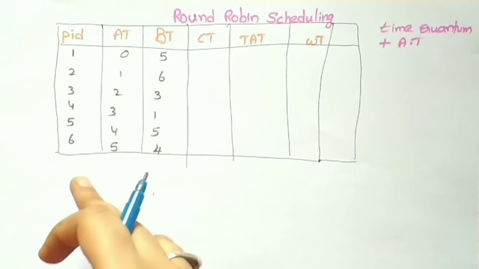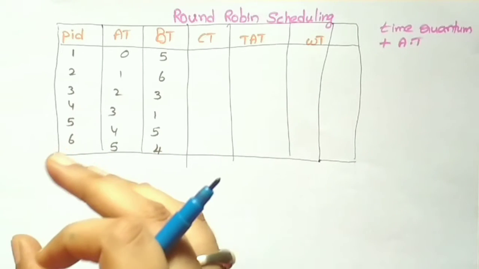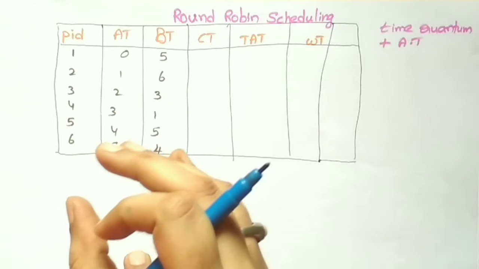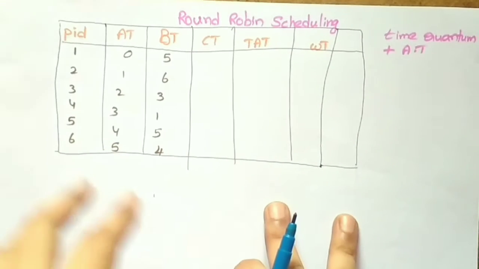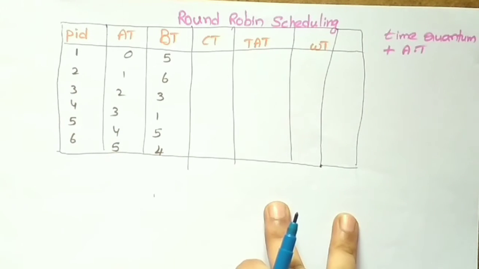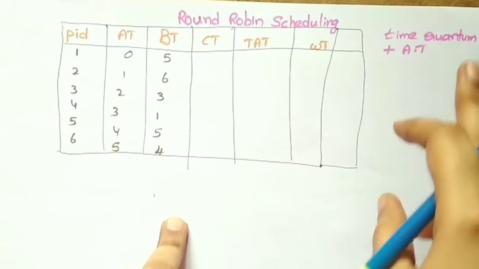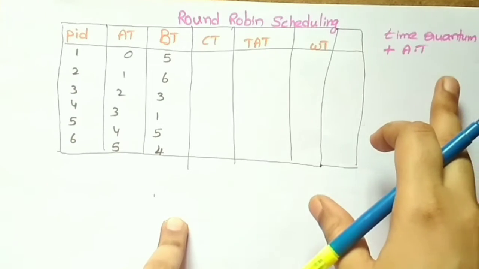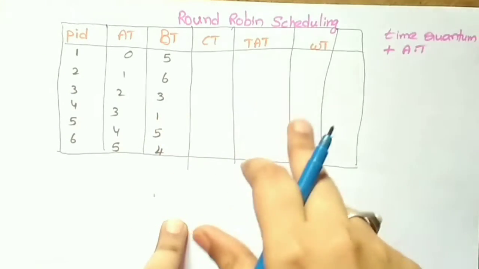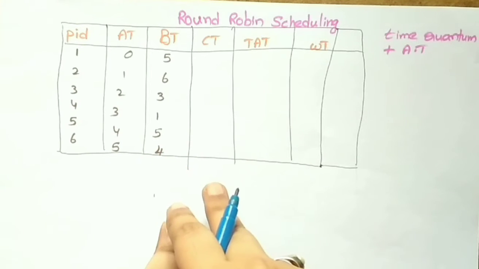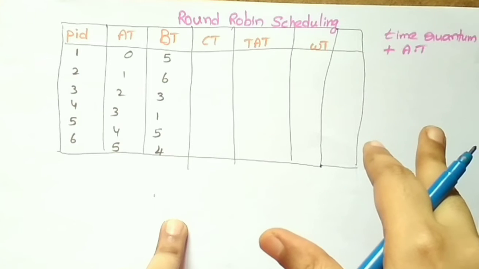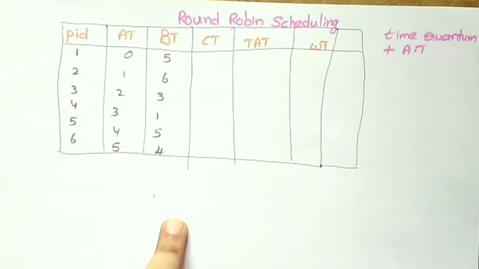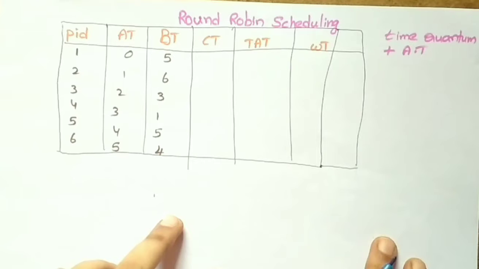It is going to execute all the processes, but it is going to execute each and every process for a particular amount of time, and it is going to serve all the processes like that. Suppose the time quantum here is 2, then it is going to execute each process for 2 units of time. So there is time sharing between all the processes, and the main advantage here is that it can execute all the processes faster.